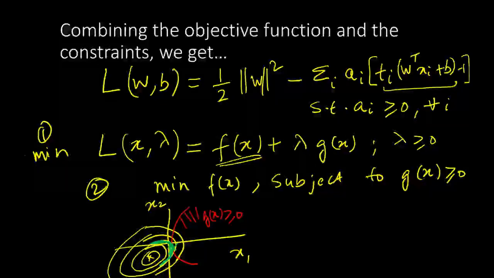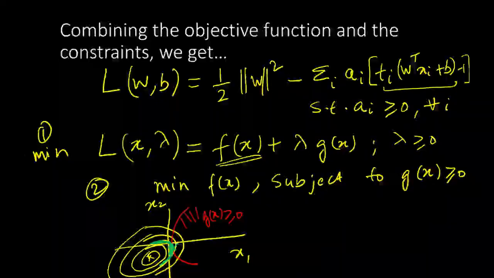It is easy to see that for all the other yellow curves other than the green curve, either g of x greater than or equal to 0 is not satisfied, or the minimization of f of x is not satisfied, right? If you go to any yellow curve that is outside of the green curve, then f of x is a larger value. If we go towards the left, then f of x is a smaller value, but it will never touch this g of x greater than or equal to 0 boundary.